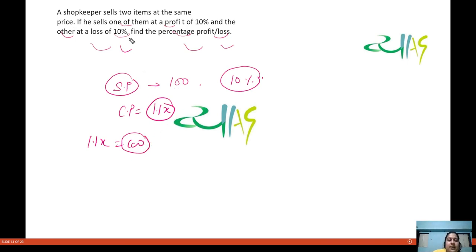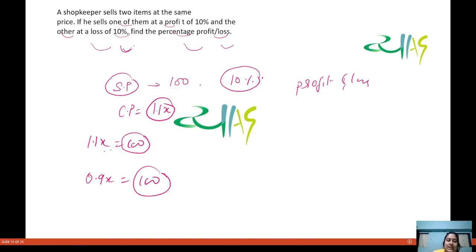Okay, and the other at a loss of 10%. It is saying the other one is sold at a loss of 10%. Okay, so that means cost price 0.9x is equal to 100. Now you have to find out the percentage profit and loss.